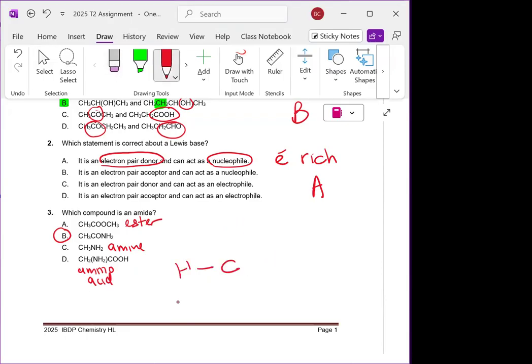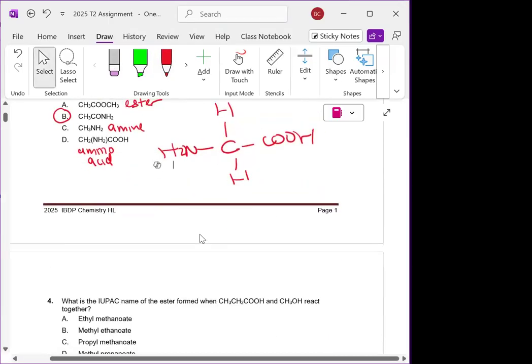C, H, H, H, COOH, and NH2. So it's an amino acid. All right, okay, next.